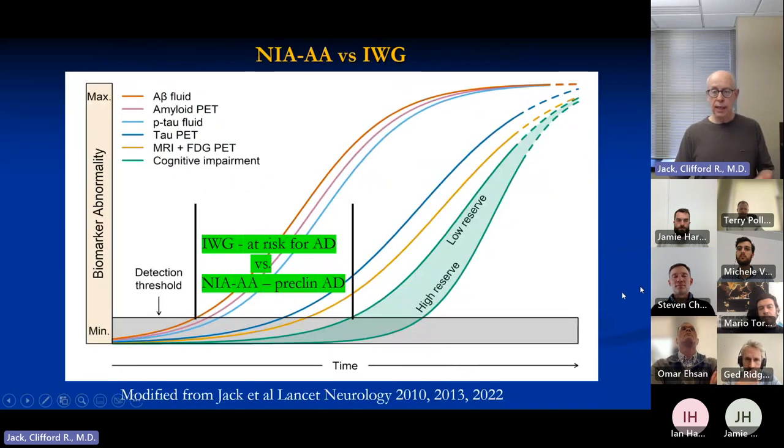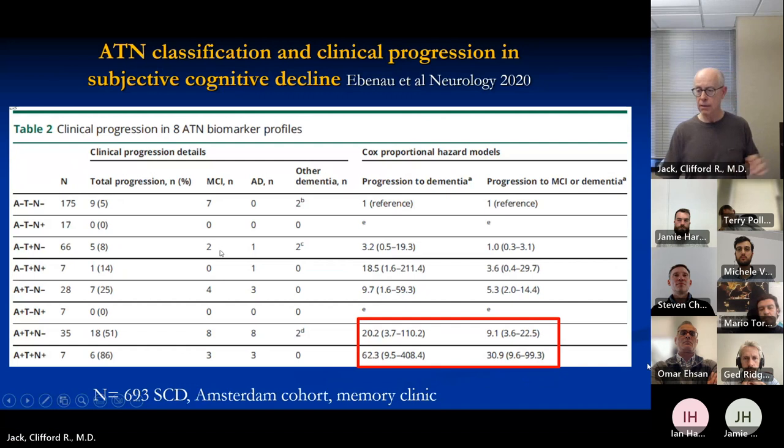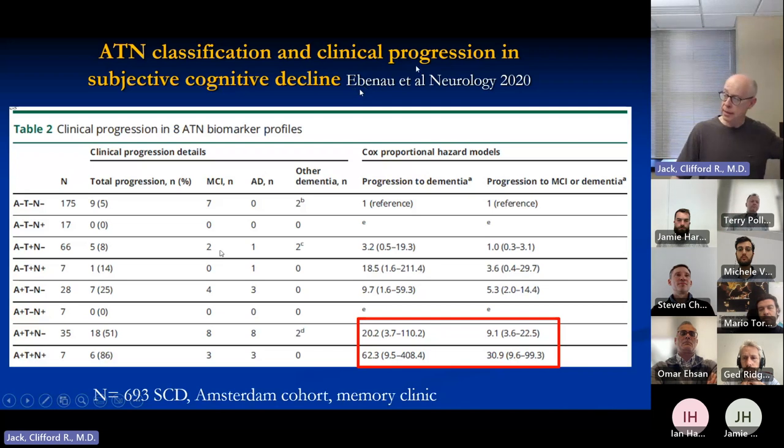And when pressed, the IWG group will say, well, the reason we take this position is that the risk of developing symptoms in an asymptomatic person who has amyloidosis is far too low to label those individuals as having a disease. So is that true? Here's a study by the Amsterdam group, and I'll run through a series of papers. I might skip over one or two of these for the sake of time, but here's a series of papers that rebut exactly what I just said the IWG position is.